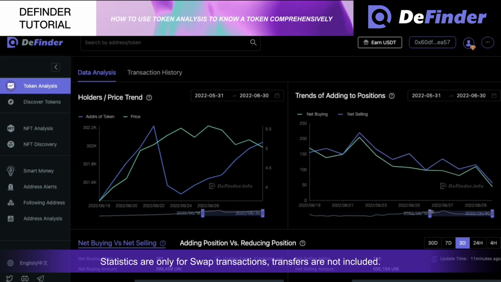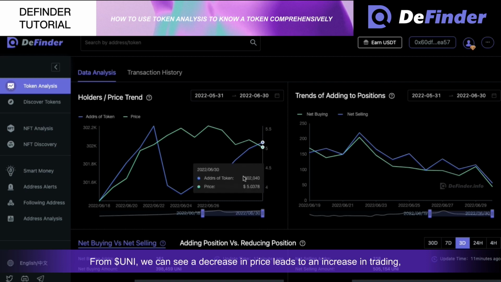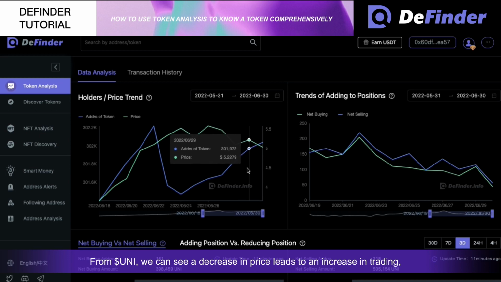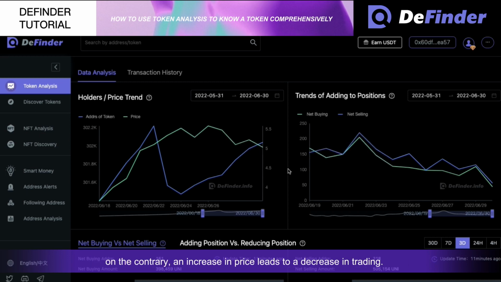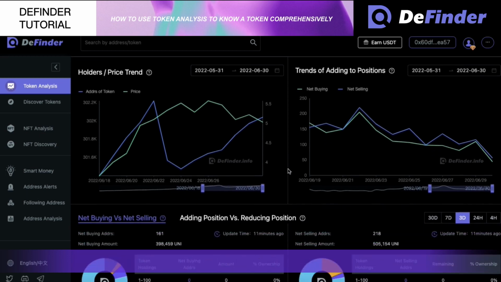Statistics are only for swap transactions. Transfers are not included. If the total buys minus total sales for the day is greater than 0, it means net buy, otherwise it's net sell. From UNI, we can see a decrease in price leads to an increase in trading. On the contrary, an increase in price leads to a decrease in trading.